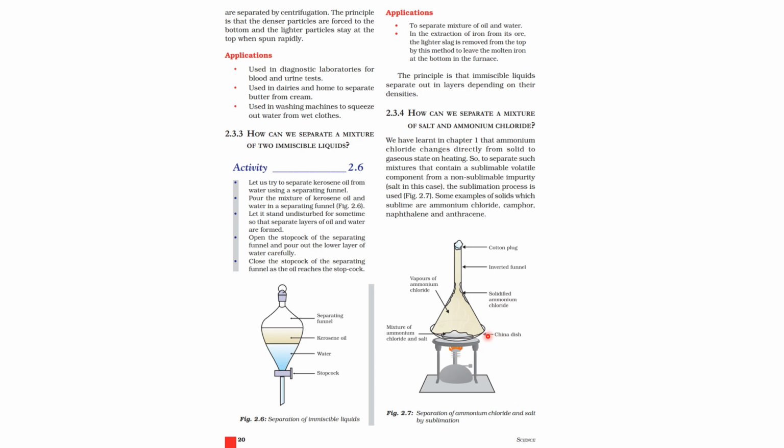Procedure: take the mixture of salt and ammonium chloride in a china dish. Cover the china dish with an inverted glass funnel and place it on a tripod stand. Put a loose cotton plug in the opening of the funnel so as to prevent the escape of ammonium chloride vapors. Heat the china dish on a low flame and observe.